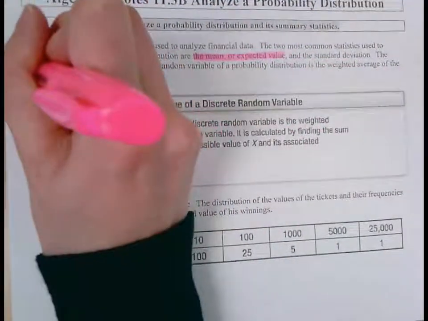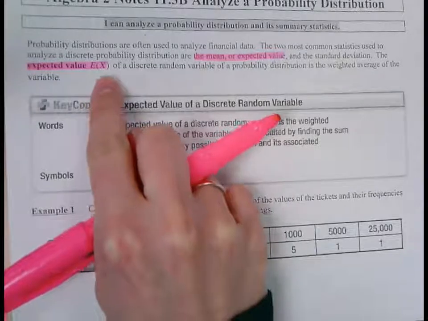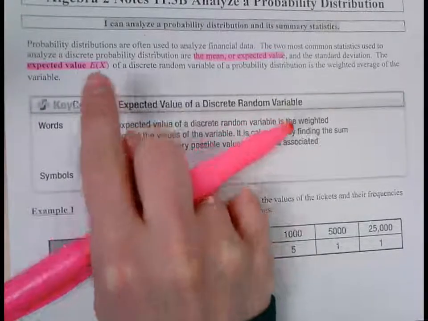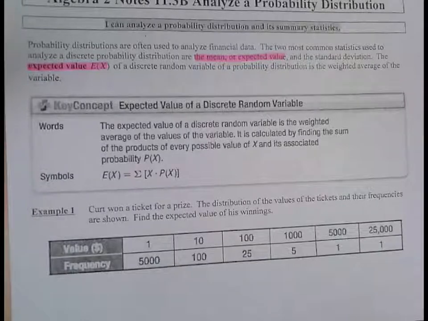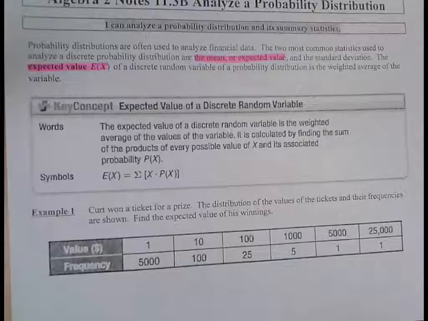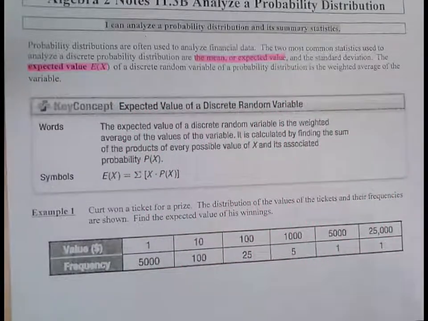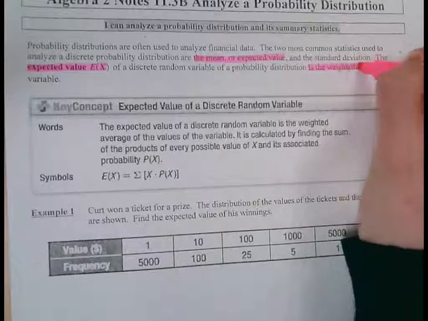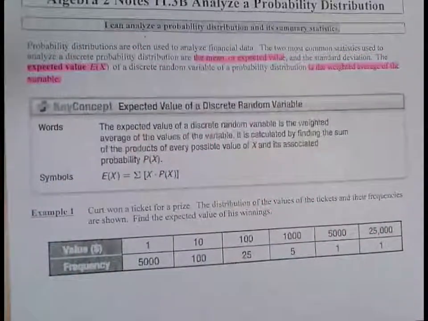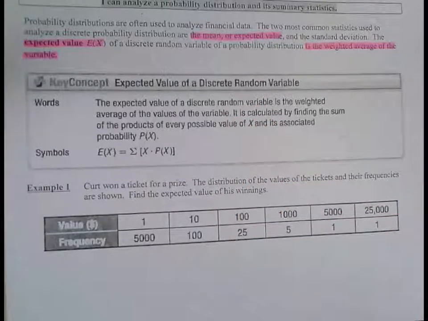So the expected value, which they're going to represent as capital E of x. So x is representing a random variable, and again, a random variable is the numerical outcome of some event. So E of x would be the expected value of that random variable, the expected outcome. And the expected value of a discrete random variable of a probability distribution is the weighted average of the variable. And then in this box here, it's explained how to calculate it, and then we'll go through a couple of examples of actually calculating expected values.